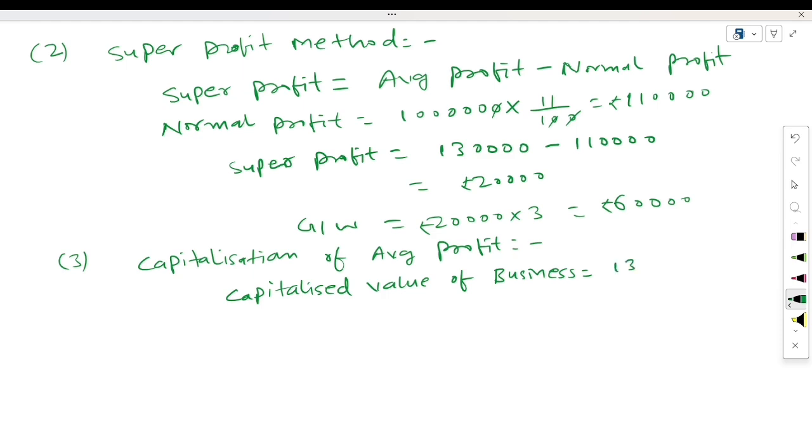Your average profit is how much? 130,000 into 100 upon normal rate of return. What is your normal rate of return is 11. Then how much would be here? 11 lakh 81,818.88. This will be your capitalized value of business.